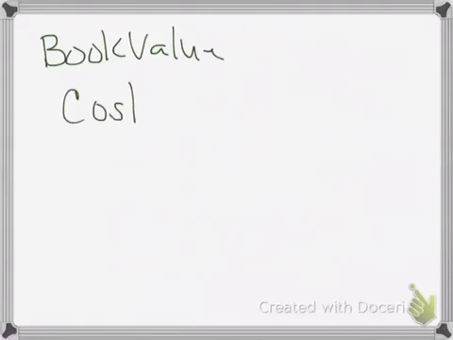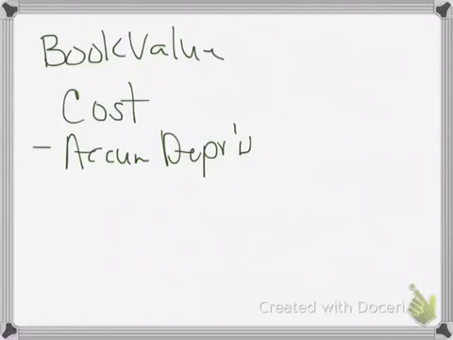The other thing that this chapter talks about is the book value. So with book value, this is going to be what it cost us minus the accumulated depreciation. That is what's going to give us our book value.